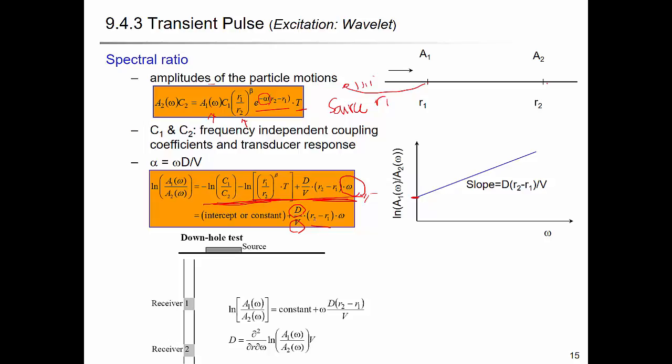That means you have one source, and if you have two accelerometers, or sensors, at different locations, from the amplitude detected by each sensor, you can calculate the material damping.